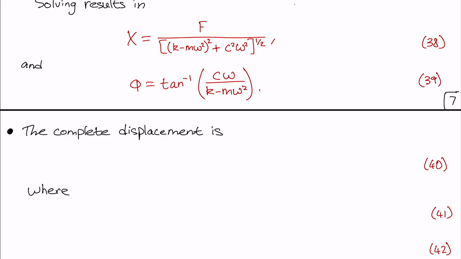So just to recap, this gives us the steady state solution, which is x sub ss of t equal to big X times the cosine of omega t minus phi. The total or complete displacement is going to include both the steady state term and a transient or free response term.